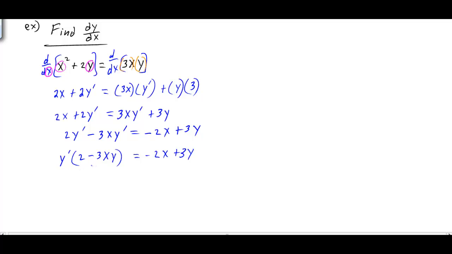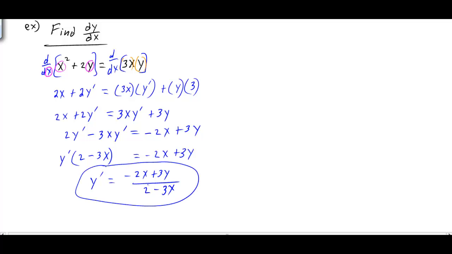Now, once we factor out the y prime, whoops, I made a mistake here. This should be 2 minus 3x. Once we factored out the y prime, we could simply divide the 2 minus 3x away. So we would end up with y prime equals negative 2x plus 3y over 2 minus 3x. And this is our derivative. And once again, notice our derivative is in terms of x and y.